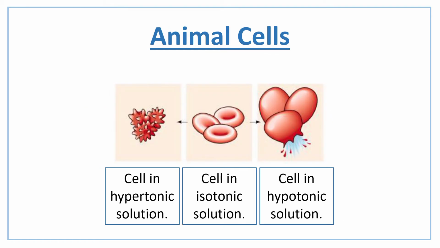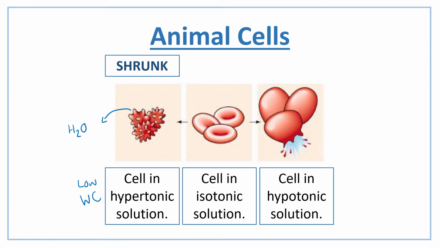And now for animal cells. So it's flipped a wee bit here. On the left hand side we have a hypertonic solution, which is low water concentration. So again, the water concentration inside of this animal cell is higher than the solution that it has been placed in. Again, it could be a concentrated salt solution. So because that animal cell has a higher concentration of water, the water is going to leave the cell and move into the solution.